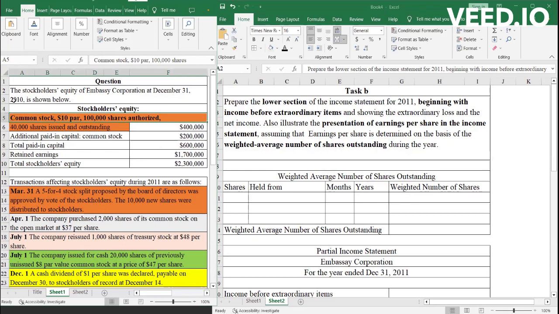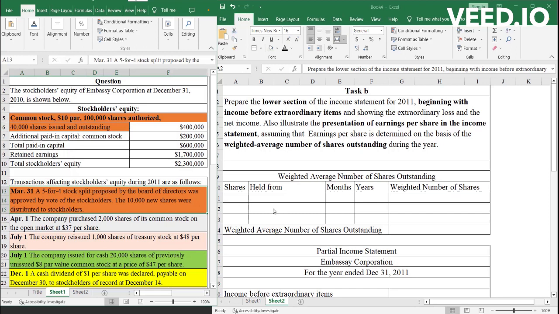on December 31st, 2010, 40,000 shares were outstanding. Then on March 31st, there was a 5-for-4 stock split. A 5-for-4 stock split turned every 4 shares into 5 shares. So the 40,000 common shares turned into 50,000 common shares.